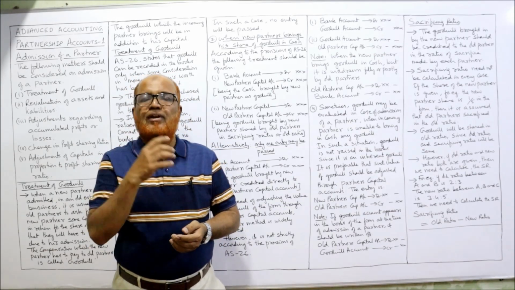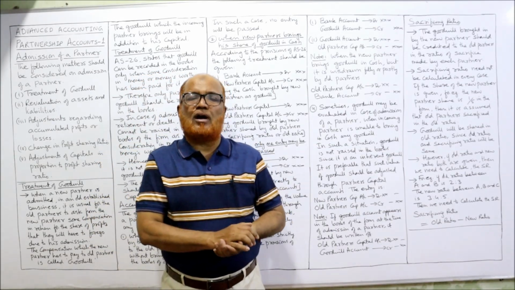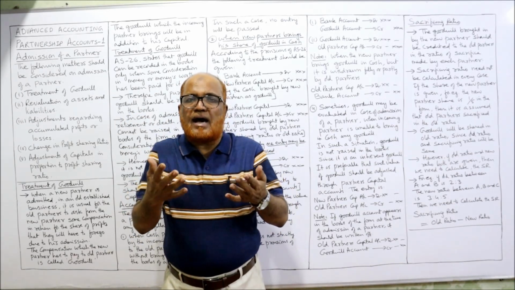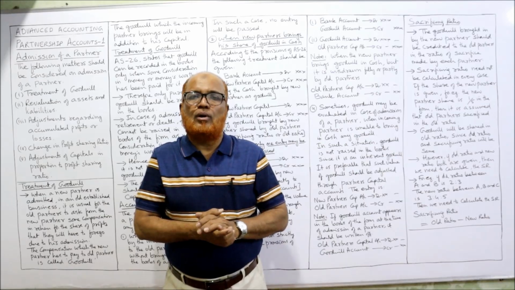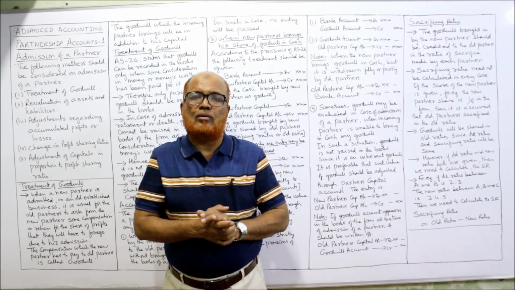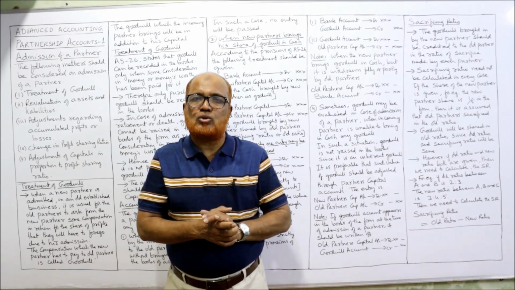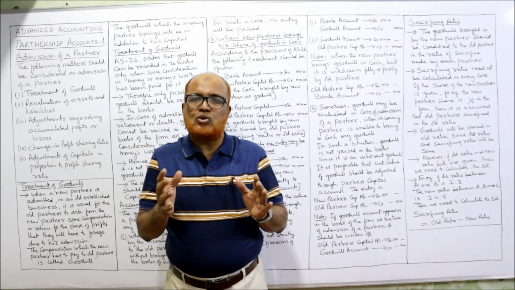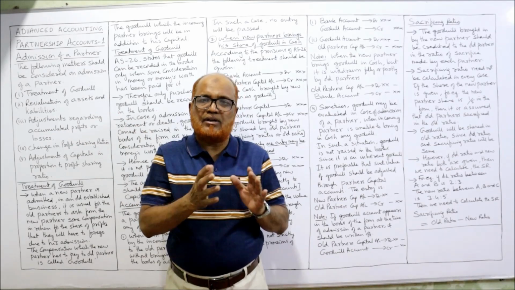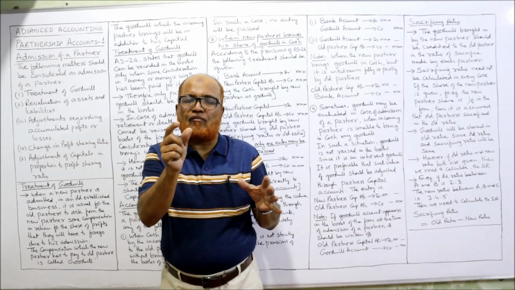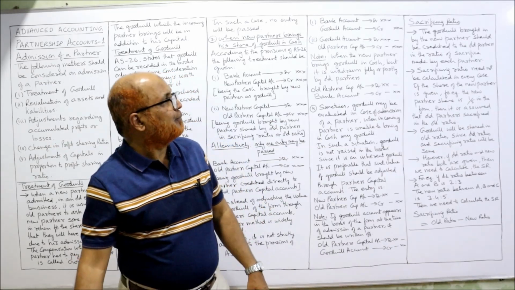In examination, very frequently they will ask a theory question: explain sacrificing ratio. So whatever points I am explaining now, remember those points, note them down. Definitely you will be able to attempt the theory question on sacrificing ratio. Sacrificing ratio is the ratio which is applied whenever a new partner is admitted. The old partners will sacrifice some share of profit in favor of the new partner.